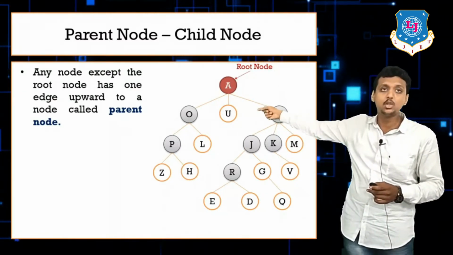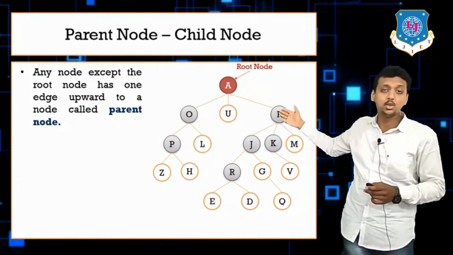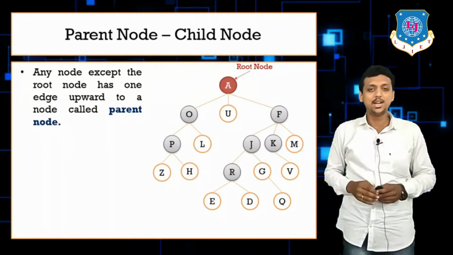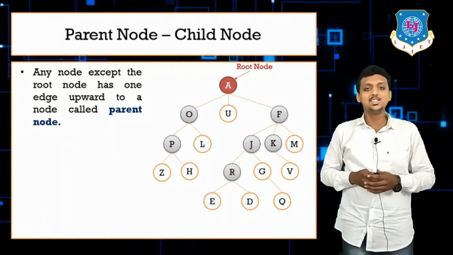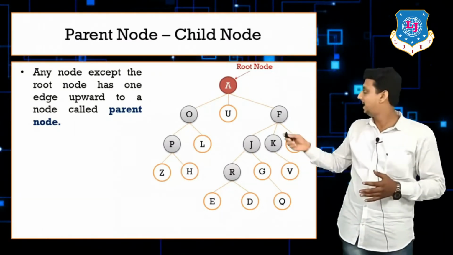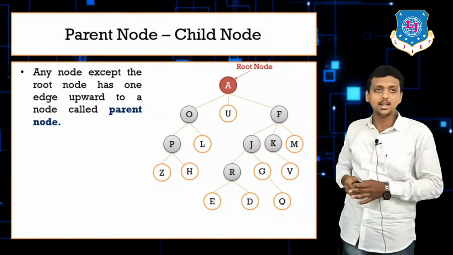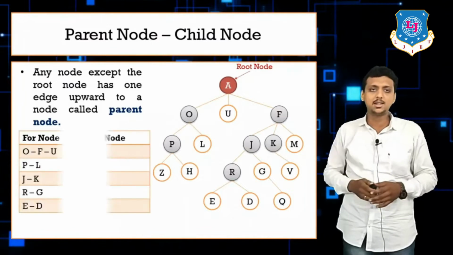Is O a parent node? Yes. Is U a parent node? No, U is not a parent node, because it does not contain any child. Fine. So here the highlighted nodes are known as the parent nodes. There are other nodes also, but I am just taking two or three examples over here.